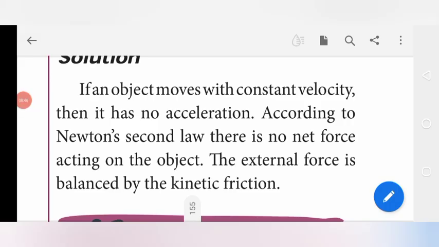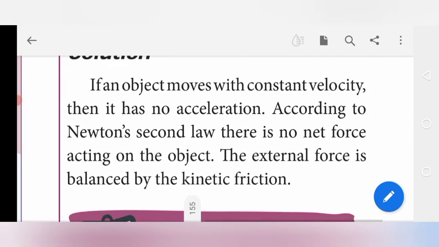Solution: if an object moves with constant velocity, constant velocity means there is no acceleration produced on the object, as we know. According to Newton's second law, there is no net force acting on the object. The external force is balanced by the kinetic friction. Here there is no net force acting on the object because it moves with a constant velocity. Only if there is acceleration can we calculate a net force. But here the object moves with constant velocity, so there is no net force acting. The external force is balanced by the kinetic friction, that is, the same amount of external force and friction is produced, and the object can move with a constant velocity.